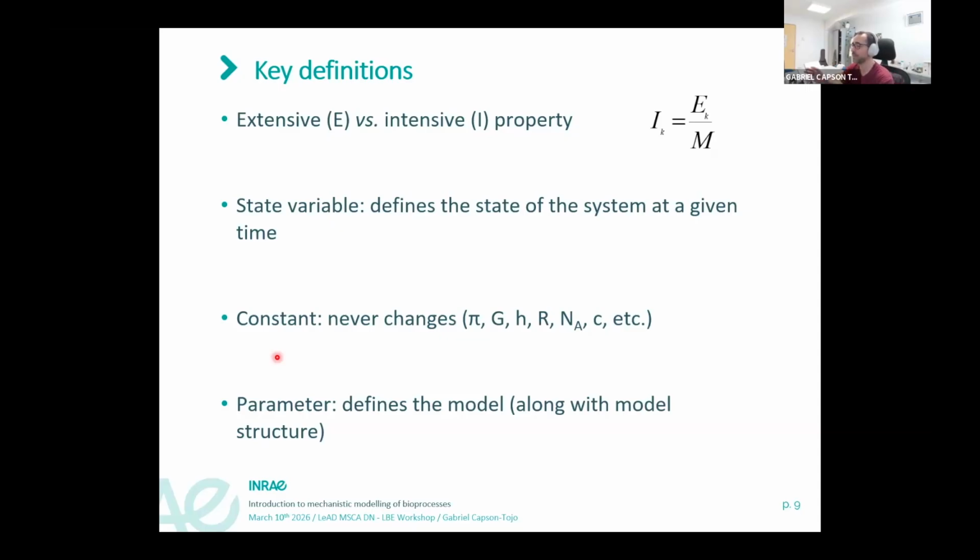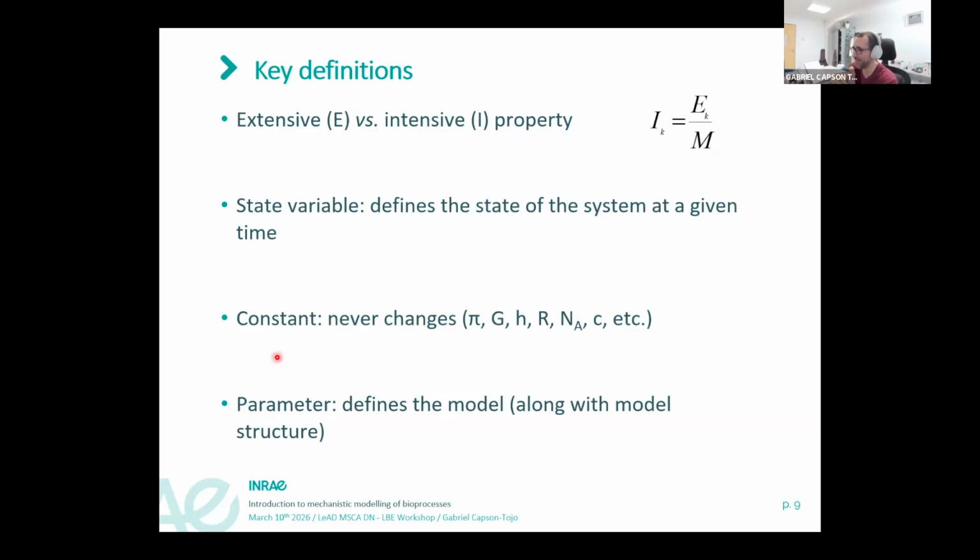And a parameter is what defines your model, along, of course, with the model structure. That, again, a state variable is what defines the state of your system. A parameter is what defines your model. It's not the same thing. I go back to, thanks, Jerome, for introducing Monod before. A parameter is the maximum growth rate, for example, or the saturation constant in the Monod equation. So those are parameters that we use to define our model, whether it's the kinetic or the stoichiometry.